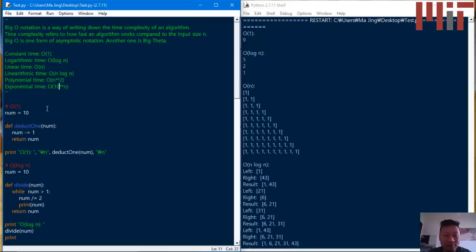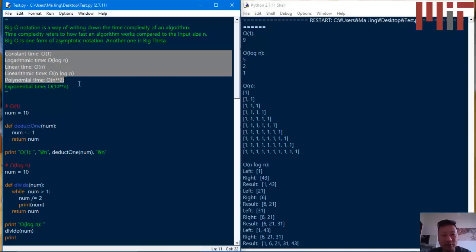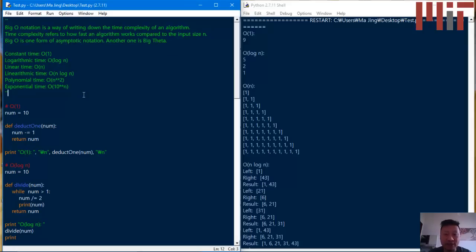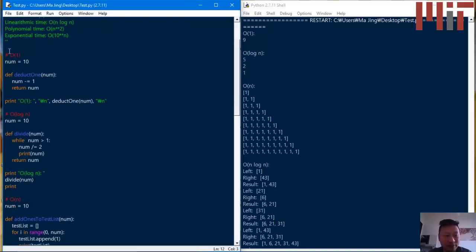So what we're going to do is go over all of these time complexities, and I'm going to give you an example algorithm for each one of them and explain to you why they have this speed, this time complexity or Big O notation. Okay?